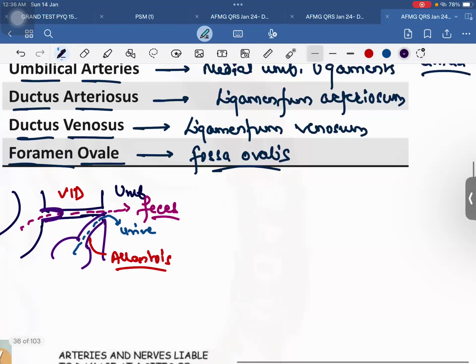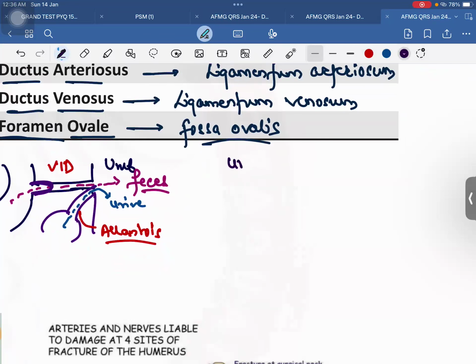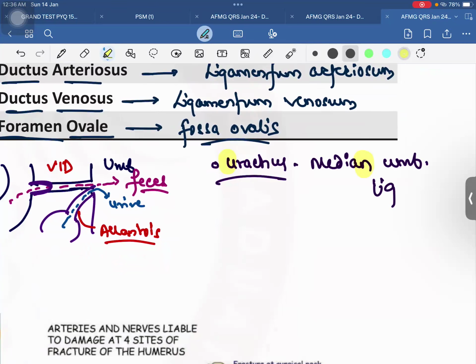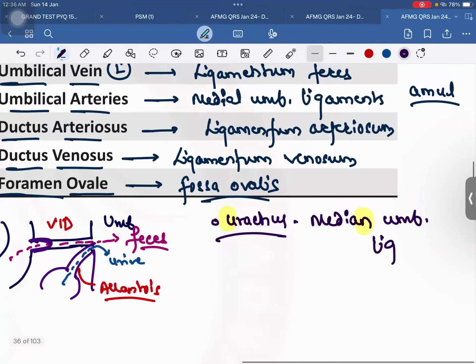Next important is the urachus. When it undergoes obliteration, it leads to formation of the median umbilical ligament. You will be confused between medial and median, so always remember this U and N. When you reverse the U, it becomes N. So the urachus leads to the median umbilical ligament, and the umbilical arteries lead to the medial umbilical ligaments. That has to be remembered.